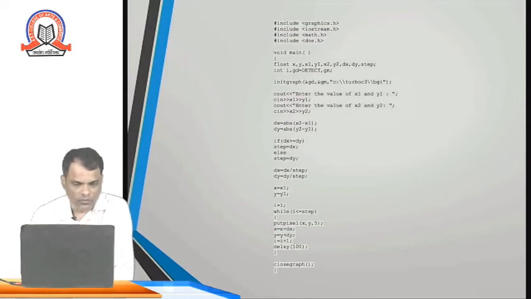Initialization is done for x and y. First x and y are plotted. Okay, then x and y values are changed with the help of the incrementing factor. Then if you check, there is a delay of 100 milliseconds. So after plotting every point there is some delay and the next point will be plotted, and step by step you will get the complete line.